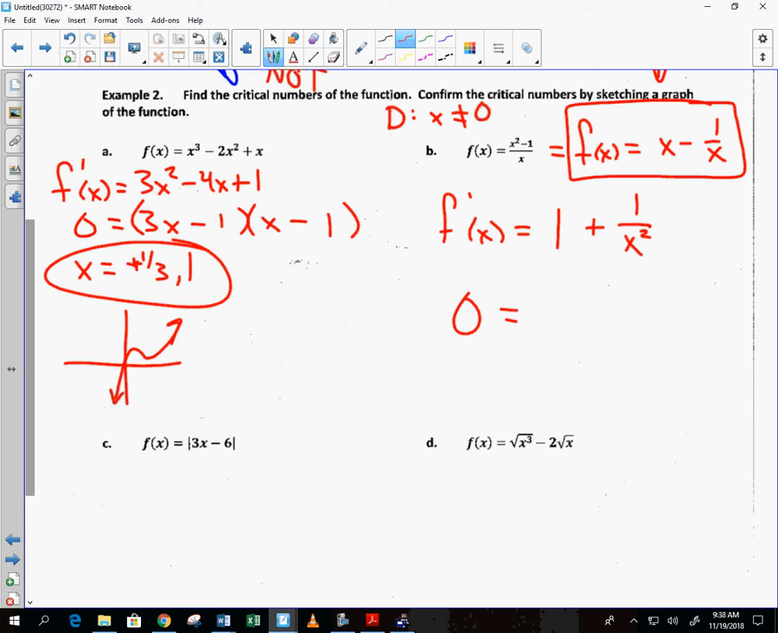Now, over the years, I've learned that it is very helpful in this situation to just create one fraction. 1 plus 1 over x squared. I'm going to create common denominators. What should I multiply the top and bottom by? x squared plus 1 over x squared, right? Does x squared plus 1 factor? No, it does not. Could this ever be equal to 0? Could the top ever be equal to 0? No, it couldn't. So I'm going to say that there are no critical numbers.